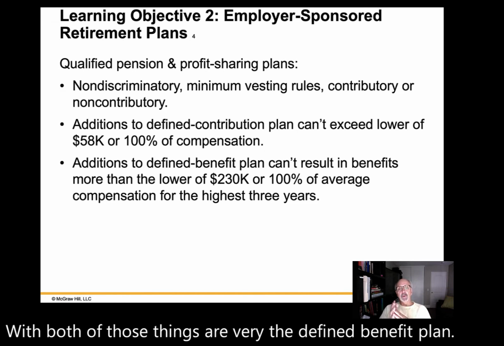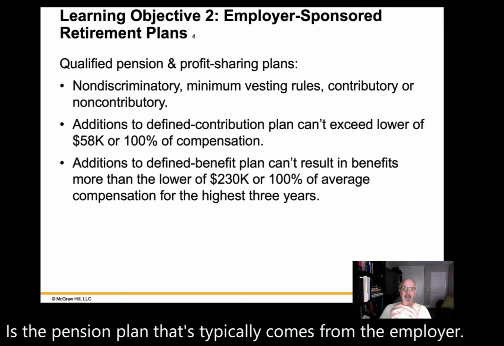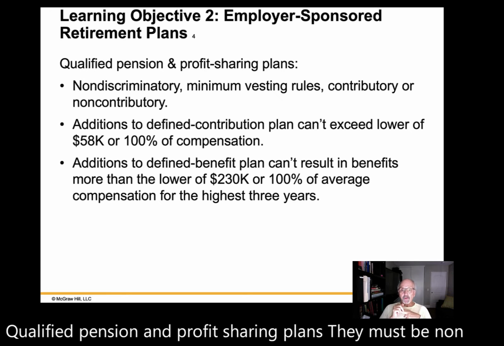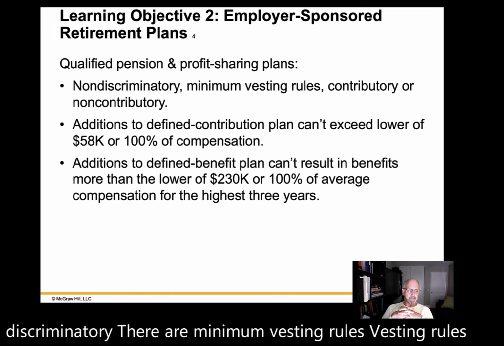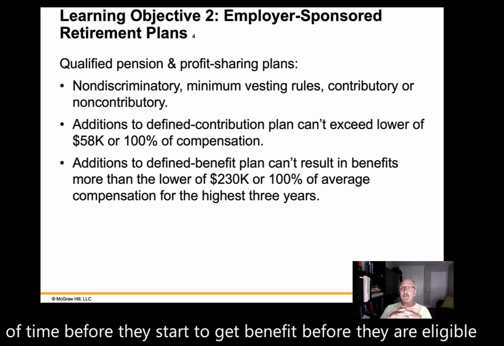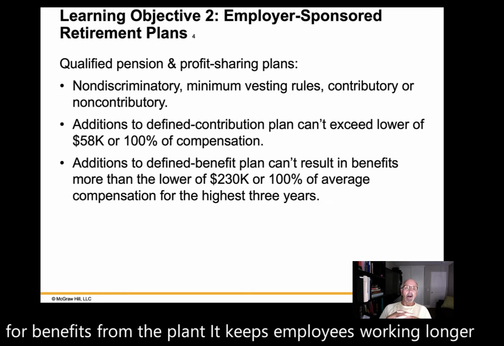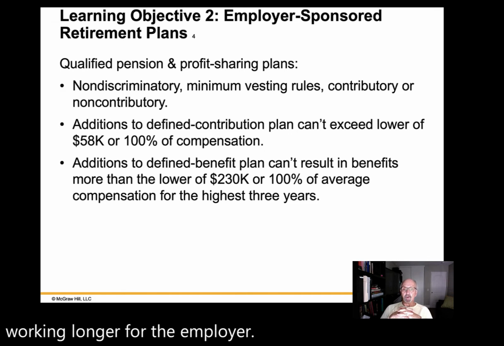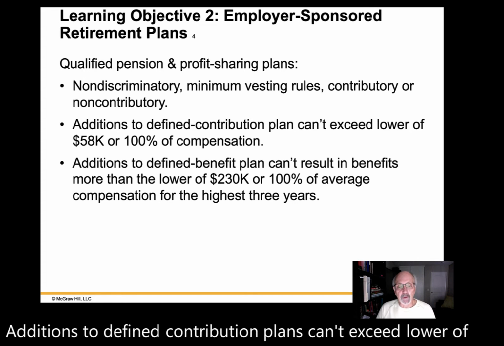Qualified pension and profit sharing plans must be non-discriminatory. There are minimum vesting rules. Vesting rules typically require that people work a certain amount of time before they are eligible for benefits from the plan. It keeps employees working longer for the employer. Additions to defined contribution plan can't exceed the lower of $58,000 or 100% of compensation.